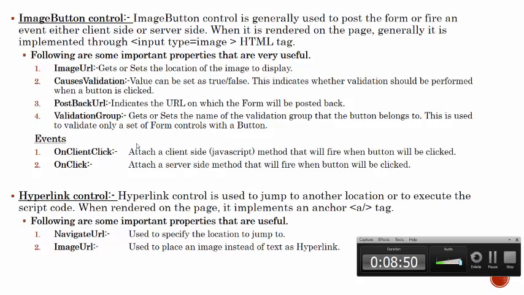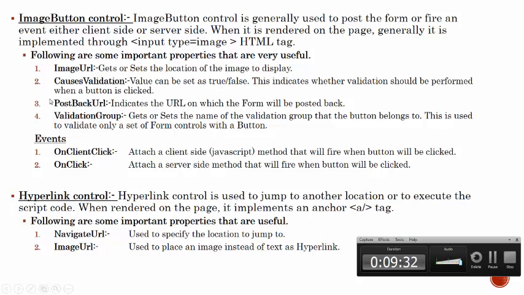Okay, the next one is the image button control. The image button control is generally used to post the form or fire an event, either client side or server side. When we implement it inside the HTML tag, we have to take input type equal to image. Let us see the properties. The first property is ImageUrl. It gets or sets the location of the image to be displayed.